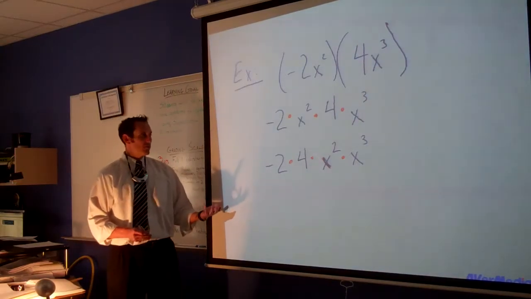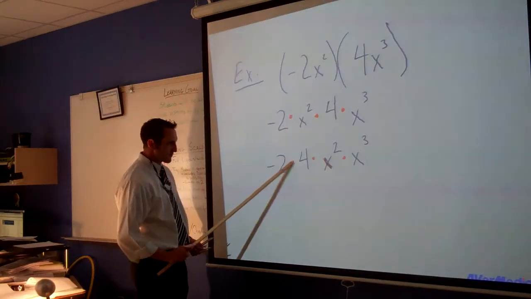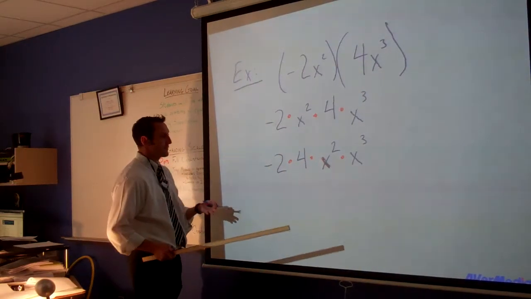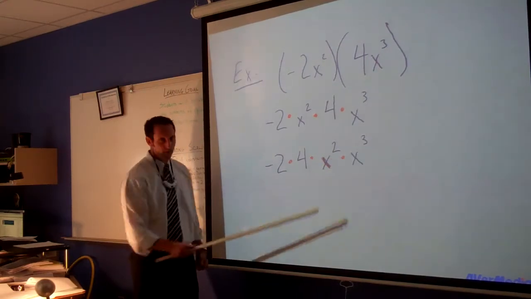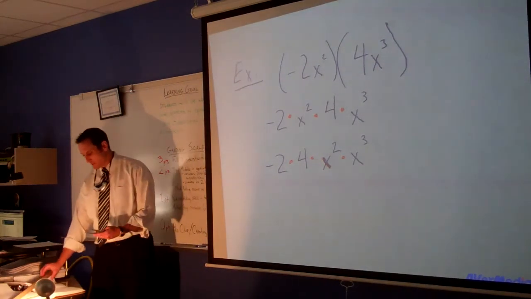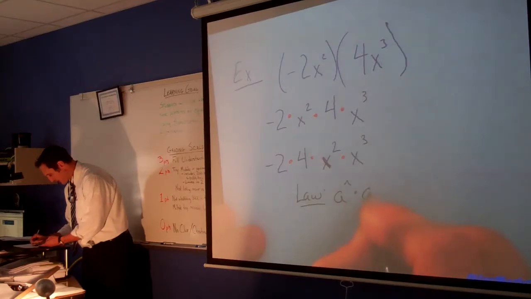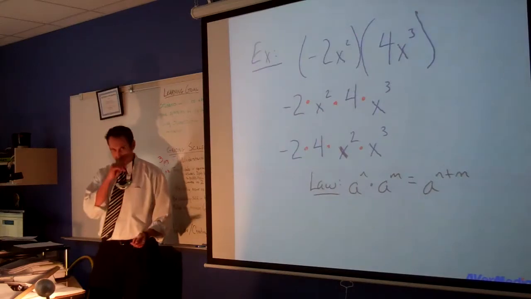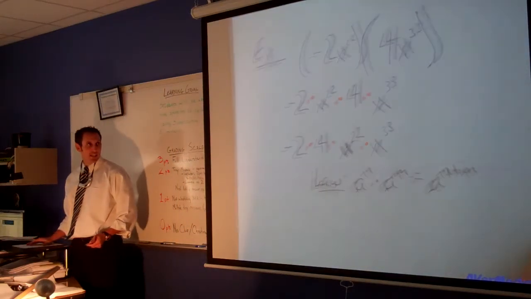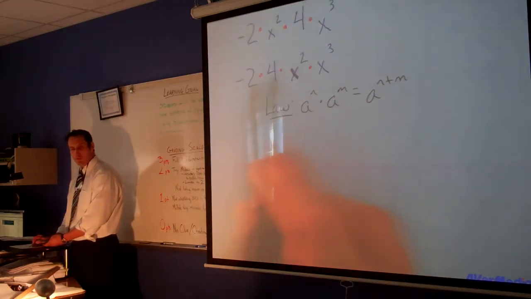And now what we can do is use our law, okay? Negative 2 times 4 is what you think it is. It's negative 8. However, when we're looking at x squared times x to the 3rd power, we have that new law of exponents we get to use. All right, so here we're implementing that new law of exponents. If I multiply 2 numbers that have the same base, I keep the base. I add the exponents.